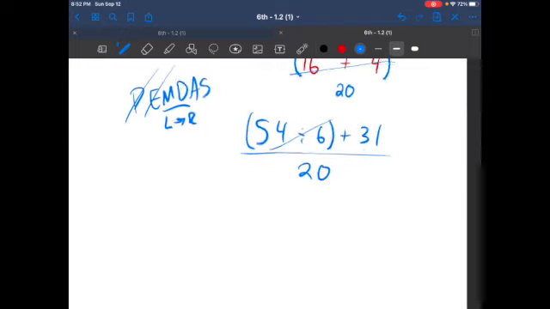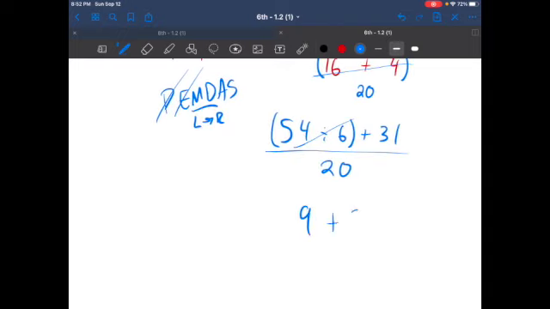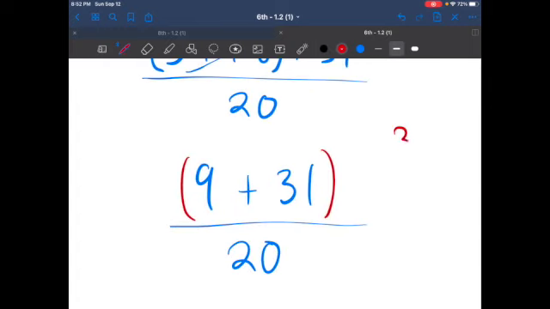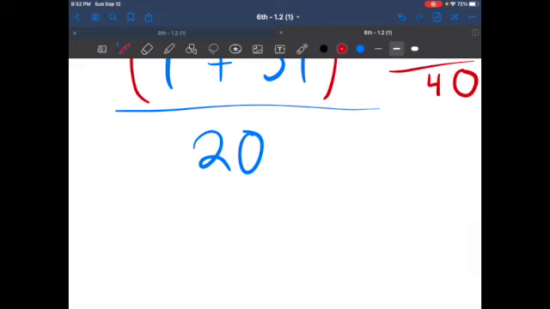So now I'm going to rewrite my problem again. I got 9 plus 31 over 20. And now I just need to solve what's on top here. Let's see, what is 9 plus 31? Let's add those two together. 9 plus 1 is 10. Put the 0. Carry the 1. So plus 1. 1 plus 3 is 4. So now we have 40 over 20.